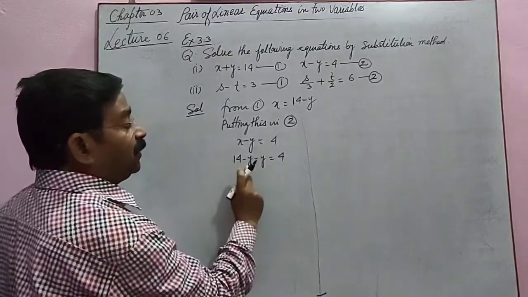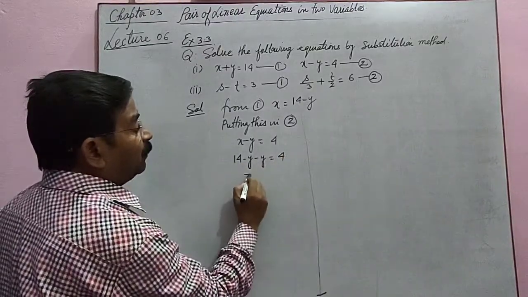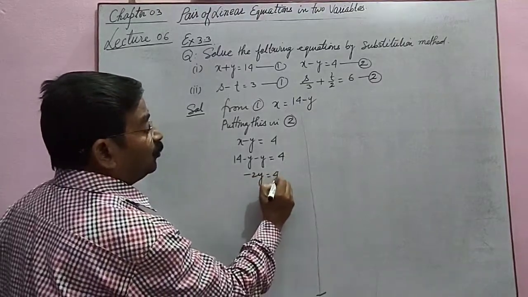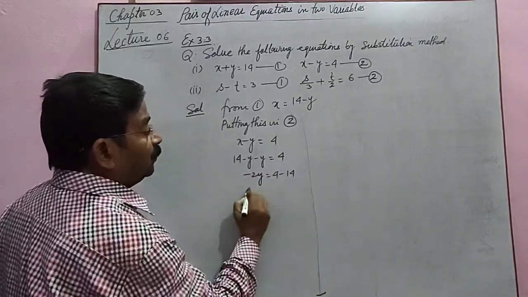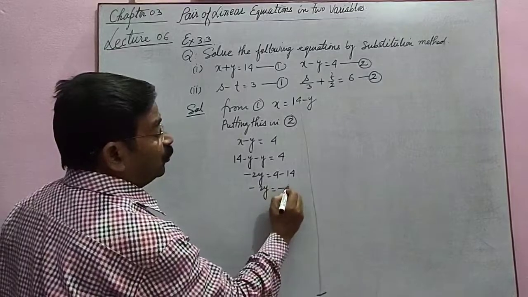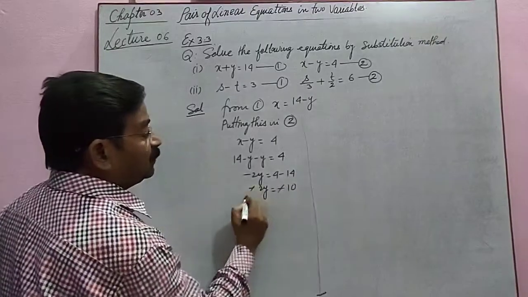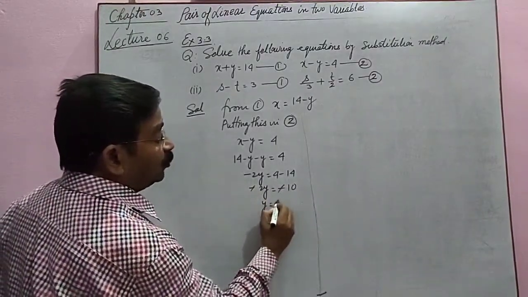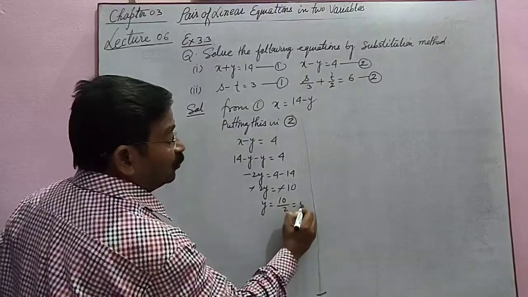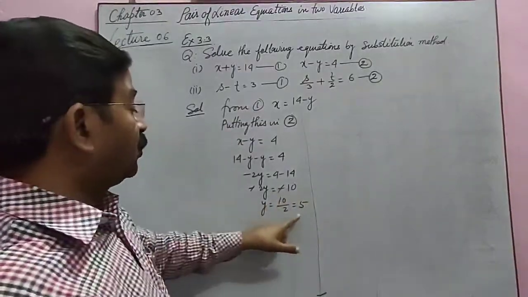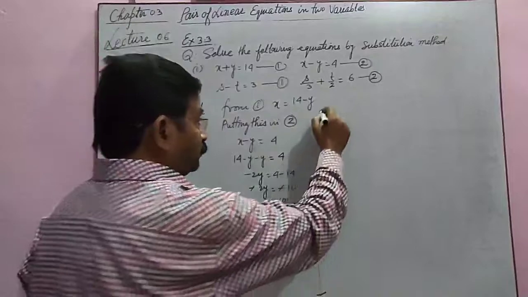Send this 14 to this side. Minus y and minus y, so minus 2y is equal to 4 minus 14. Minus 2y is equal to minus 10. This minus and minus will cancel. So y is equal to 10 upon 2, which is equal to 5. So we have got the value of y as 5.